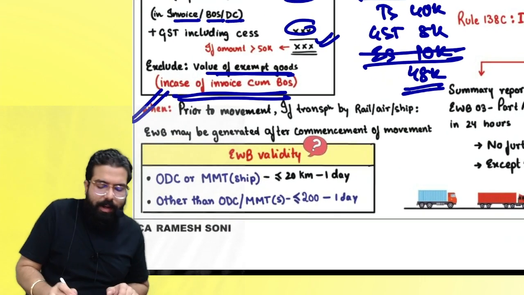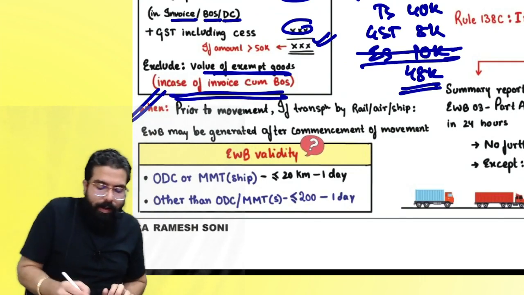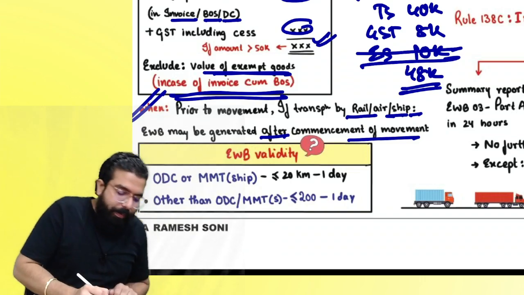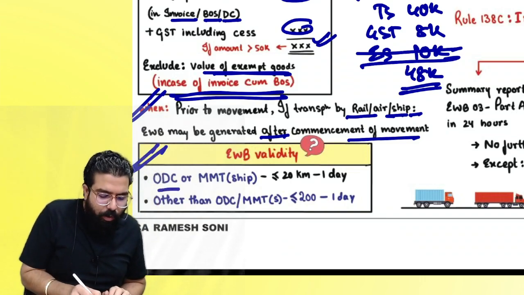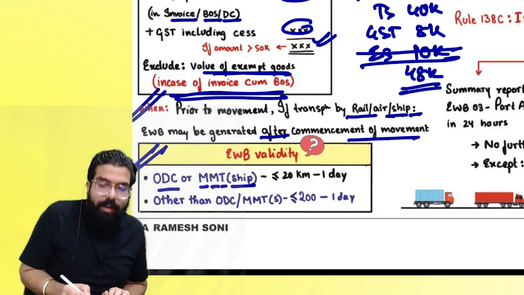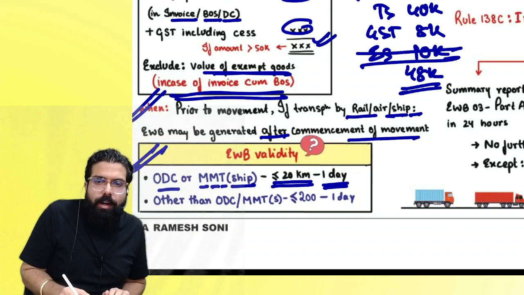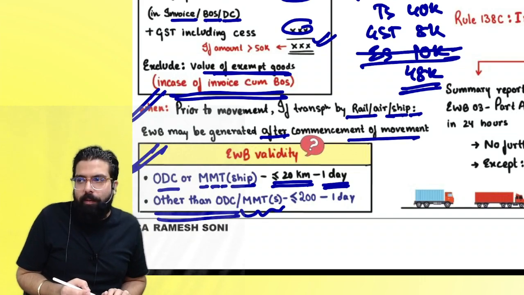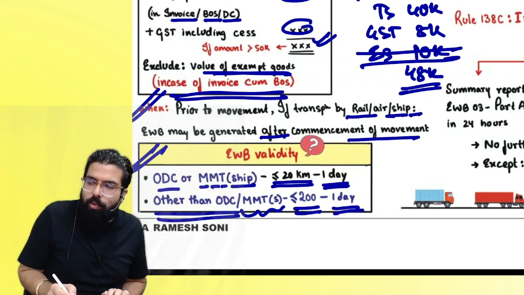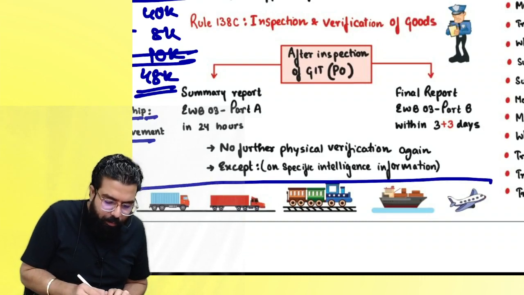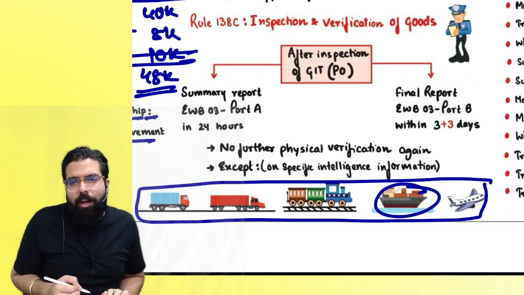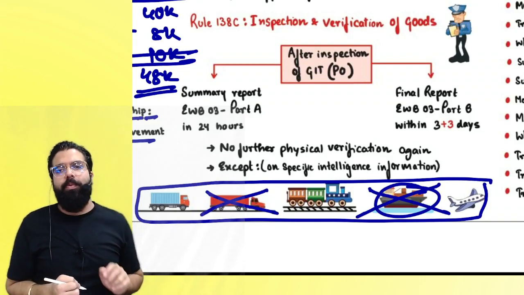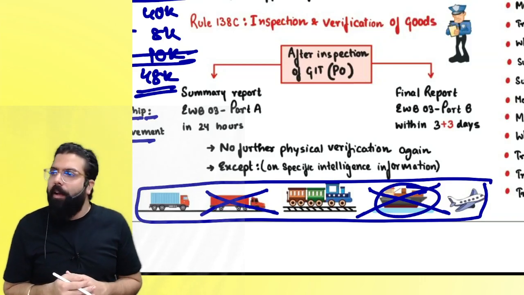Sir, when will I generate e-way bill? You have to generate prior to movement. In case of rail, ship, air, you can generate after commencement of movement also. E-way bill validity: if it is an over-dimensional cargo or a multimodal transportation where ship is involved, less than or equal to 20 kilometers is 1 day. If it is other than over-dimensional cargo or multimodal shipment where ship is involved, then less than or equal to 200 kilometers is 1 day. For an example, if ship is involved in a transportation, then it will be 20 kilometers 1 day. If ship is not involved and ODC is also not there, then 200 kilometers 1 day. Are we clear, everyone?